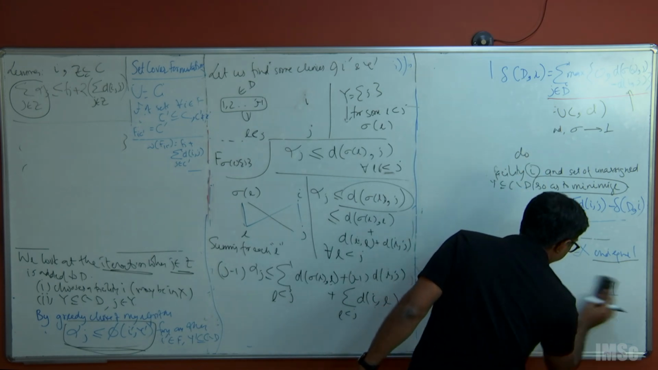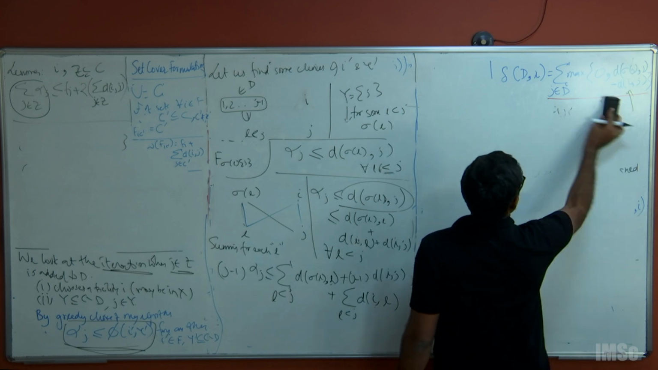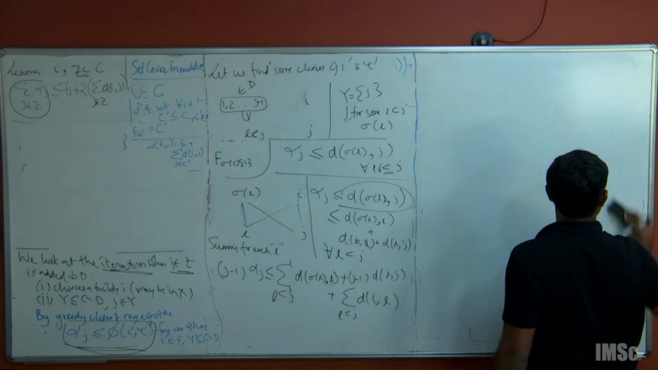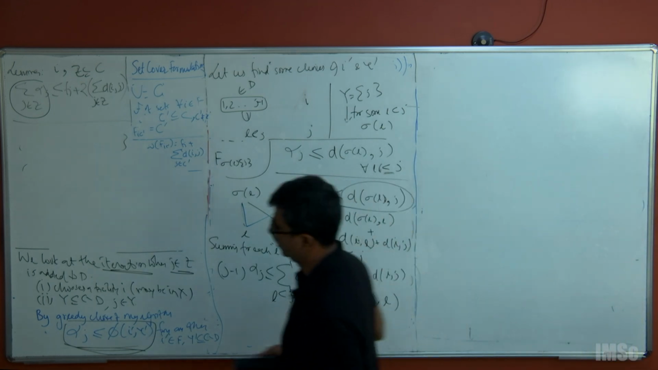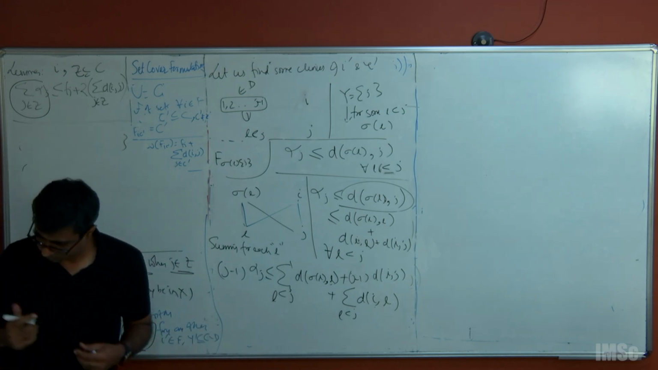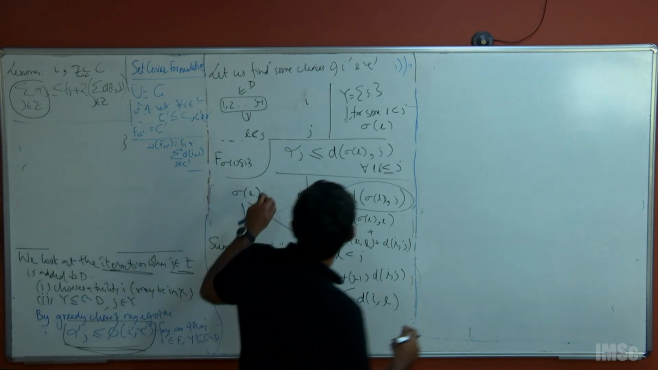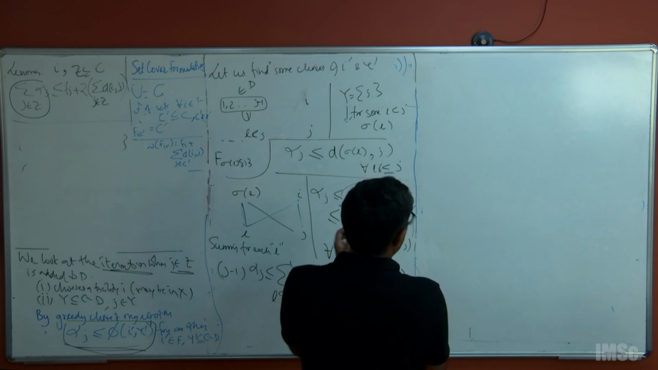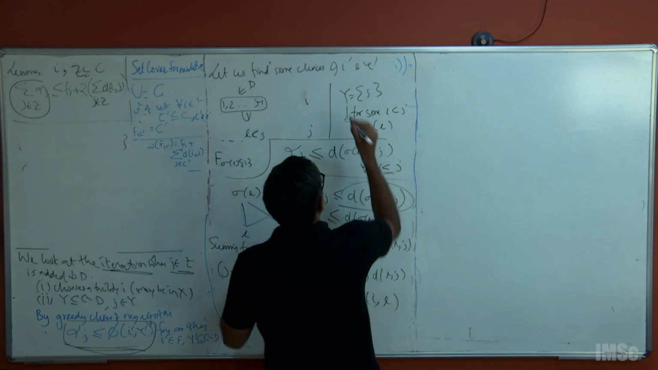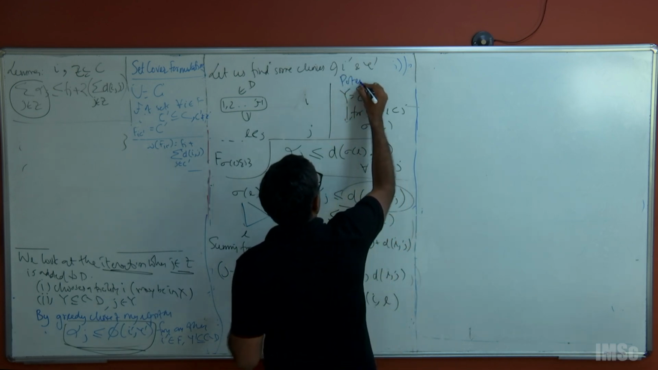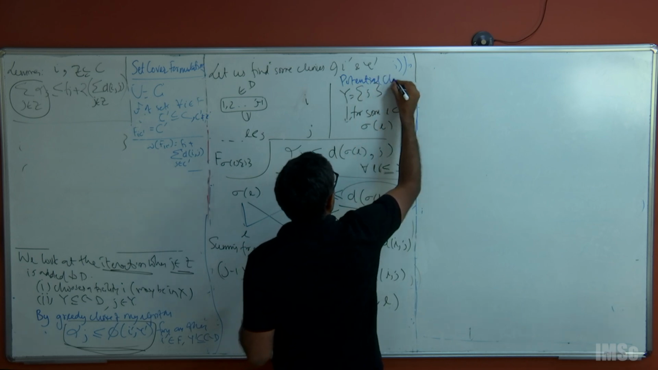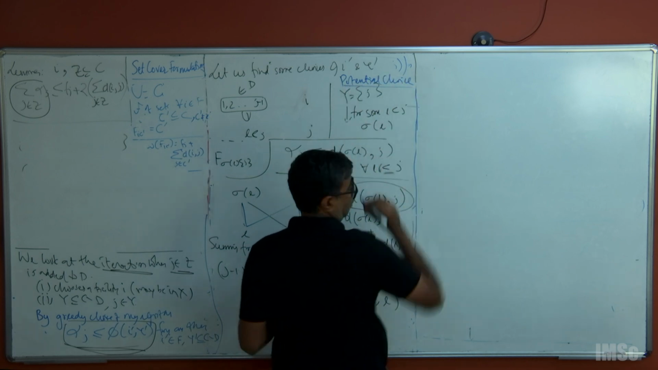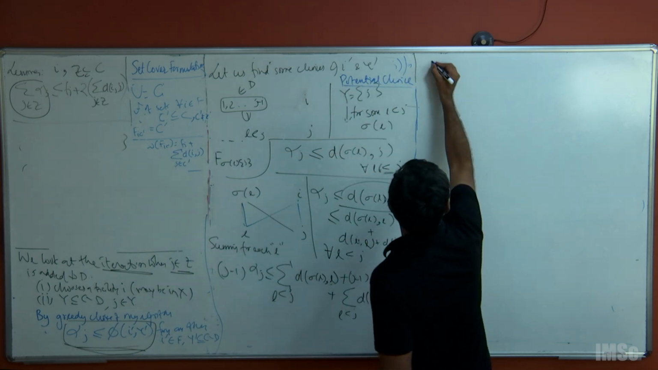Of course, I did not tell you how to do it in poly time, which I will do later. Okay, so what is it? If this was choice 1, this was one potential choice. Here is another potential choice.